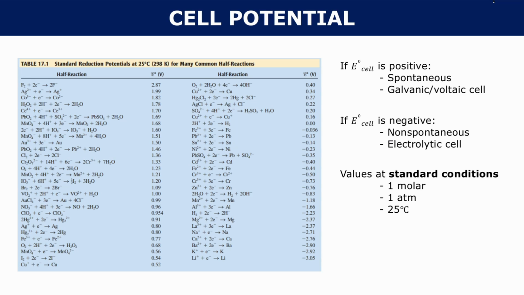Remember, all of this is in standard conditions. All the cell potential values that we've talked about, the cell potential values of the half reactions, the cell potential of the entire cell, these are all standard conditions. So at 1 molar, 1 atmosphere, and 25 degrees Celsius. We'll see how to find cell potential values at non-standard conditions later, but for now, this is just at standard conditions. All right, let's do some practice.